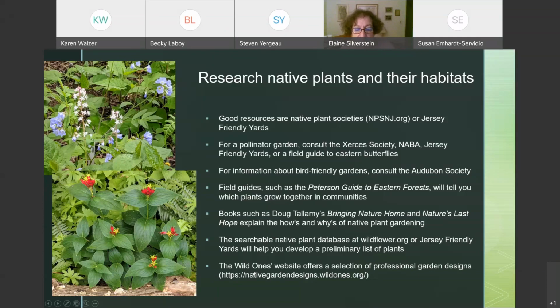The Wild Ones is a really great organization devoted to native plants. Unfortunately, we don't have a chapter of the Wild Ones in New Jersey, in this area. They tend to be in the Midwest, but their website has a selection of professional garden designs based on native plants. They are for different regions of the country, but the designs themselves are very adaptable. So that's another good place that you can look.